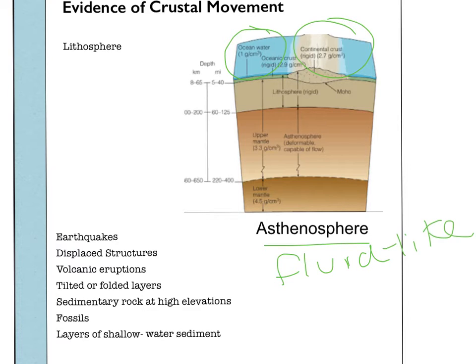Evidence of crustal movement is as follows. Scientists have been able to use earthquakes, displaced structures, volcanic eruptions, tilted or folded layers, fossils, sedimentary rock at high elevations, and layers of shallow water sediments to prove that the crust actually moves.